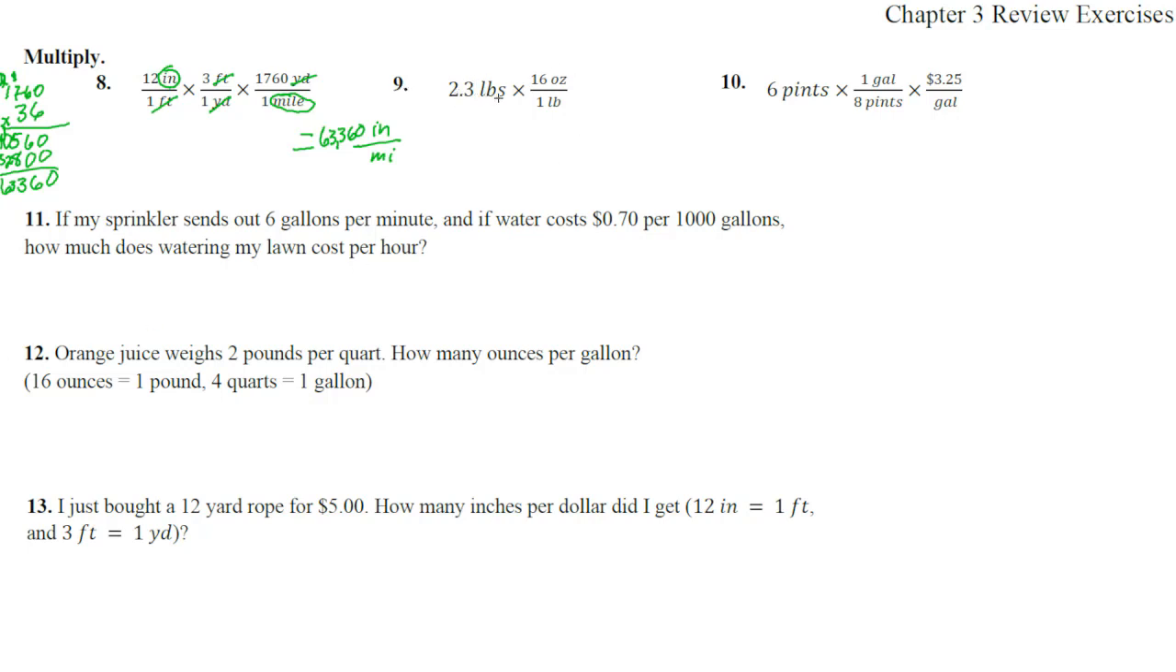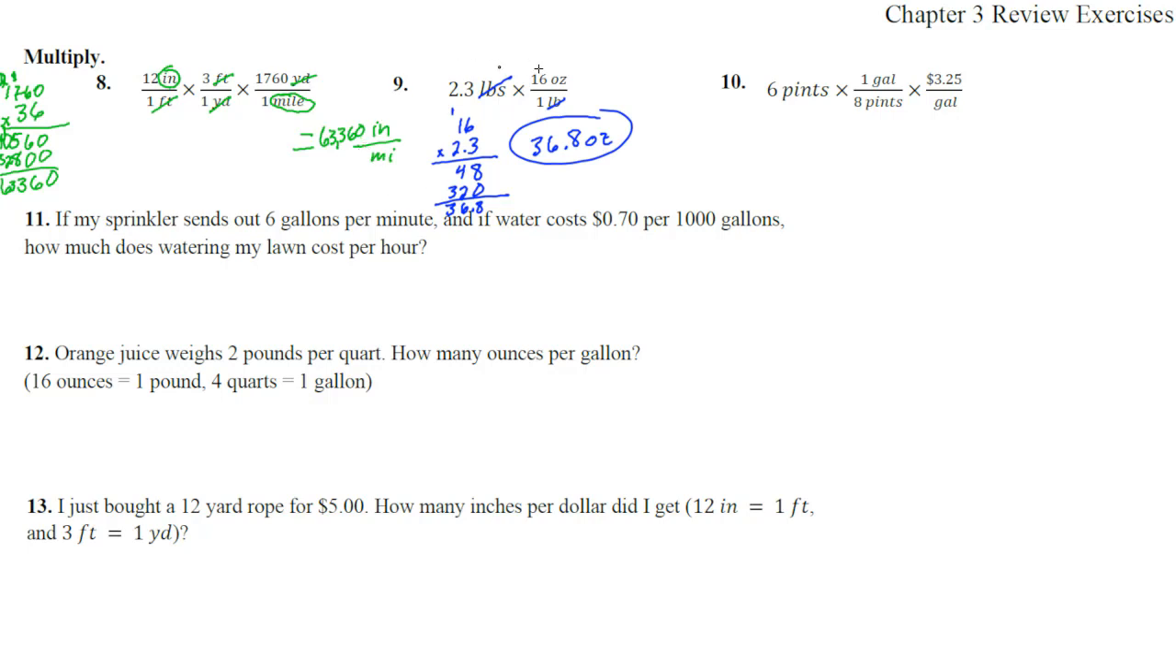Number 9, 2.3 pounds times 16 ounces per pound. Yep, pounds cancel. And we're just going to take 16 times 2.3. 3 times 6 is 18. Carry the 1. 3 times 1 is 3, plus 1 is 4. Put a 0 down there for that next column over. 2 times 6 is 12. Carry the 1. And 2 times 1 is 2, plus 1 is 3. So we get an 8 and a 6 and a 3. With one digit behind the decimal place, that's 36.8 ounces.